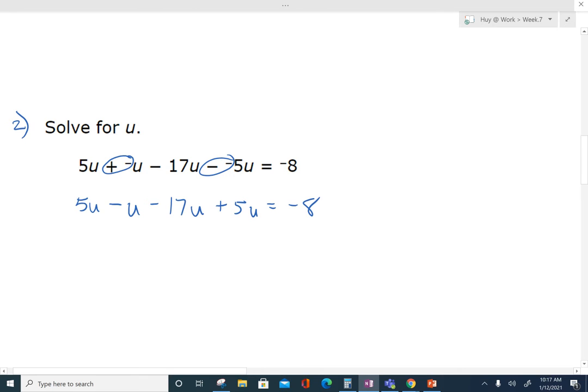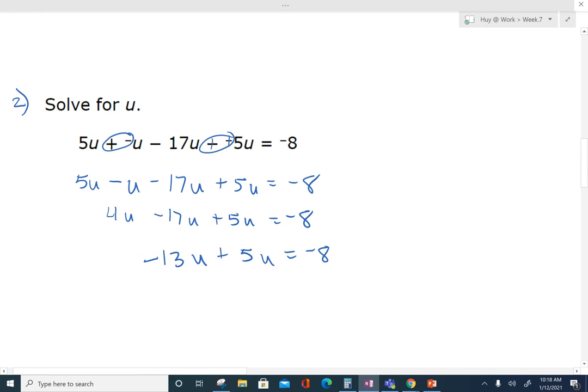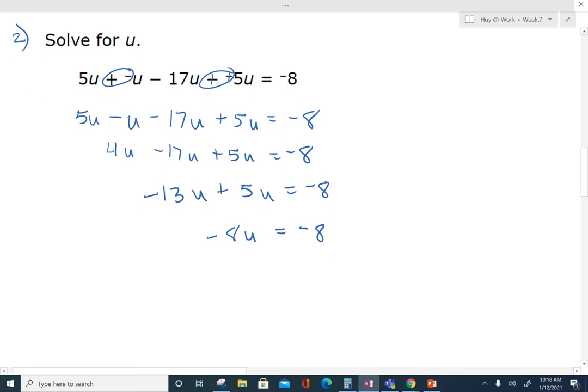What I really should have done is not try to work through it as I was simplifying the signs, but simplify the signs first so that you have your equation in a way that makes more sense. 5 unicorns minus a unicorn, that's 4 unicorns, minus 17 unicorns plus 5 unicorns equals -8. 4 minus 17, please use a calculator if you need to, is -13. -13 plus 5 unicorns equals -8. So -8u equals -8. How interesting.